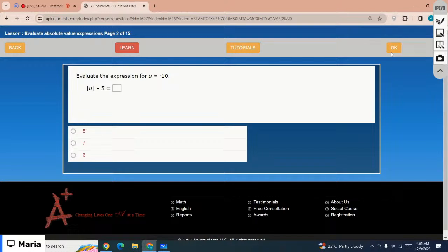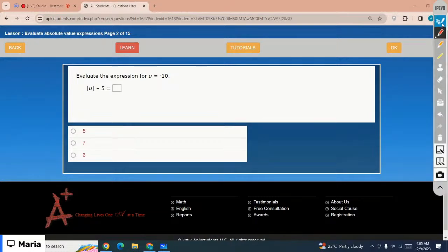Okay, evaluate the expression for u equals negative 10. So you have to evaluate this expression for u equals negative 10. Just replace the u with the value, that is negative 10 minus 5. So 10 is negative, the absolute value is simply 10. And 10 minus 5 is 5. So the correct option is 5.